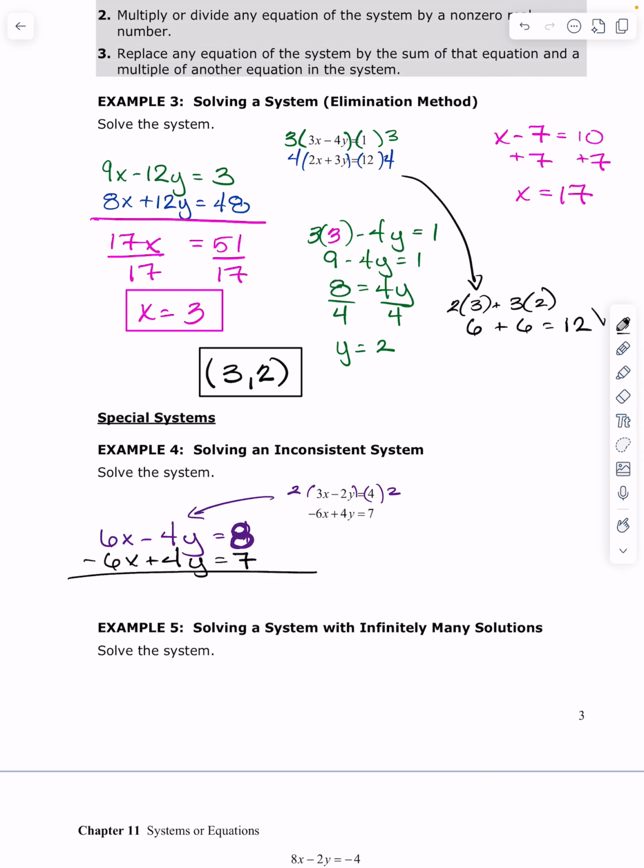When I go to add, I get 6x minus 6x, that's 0. Negative 4y plus 4y, that's 0. 8 plus 7 is 15. Problem is, 0 does not equal 15. This system is not true ever. There is absolutely nothing I can plug in for x and y that is going to make 0 equal 15. If you end up with a false statement like this at the end, we have no solutions.